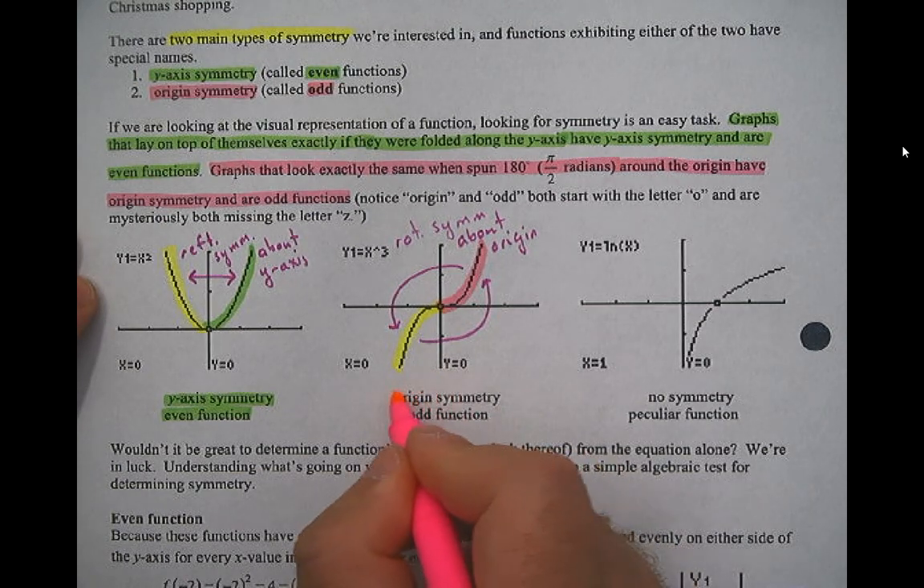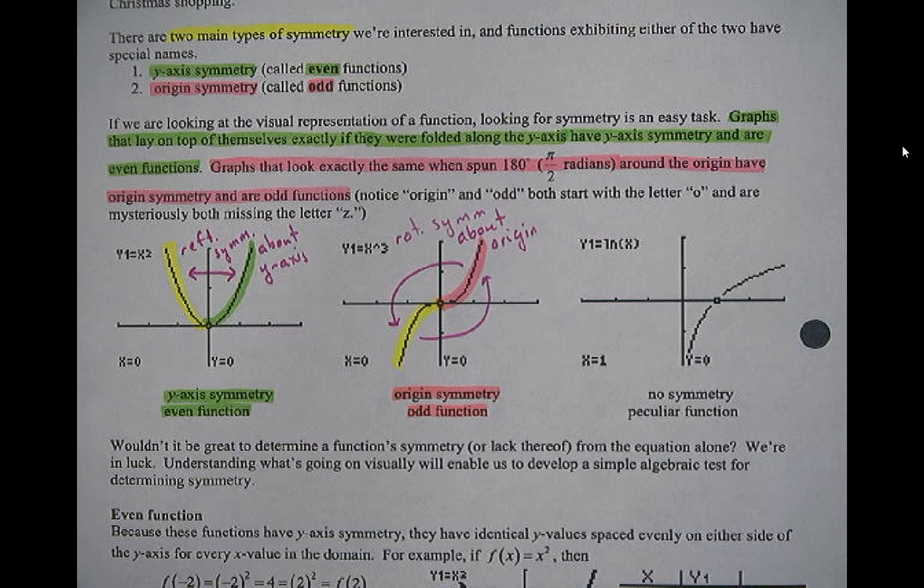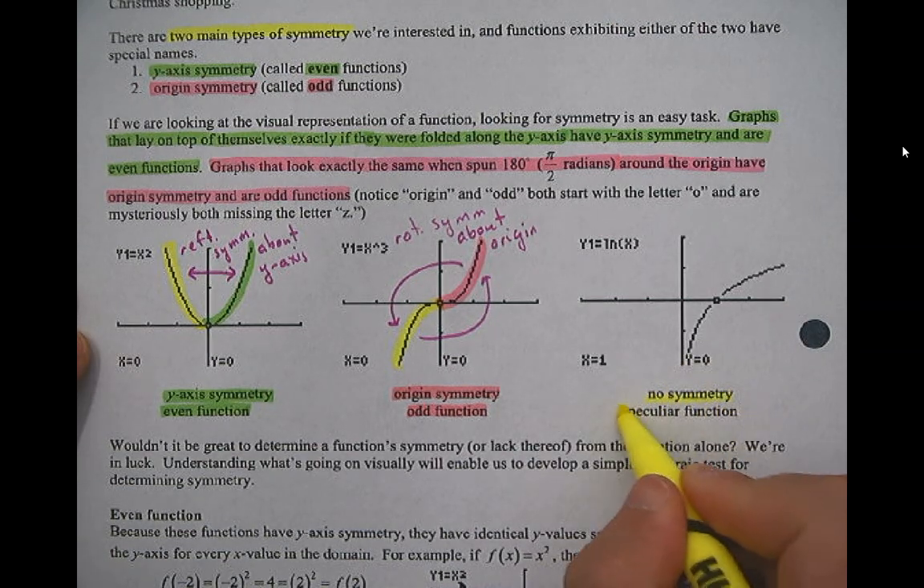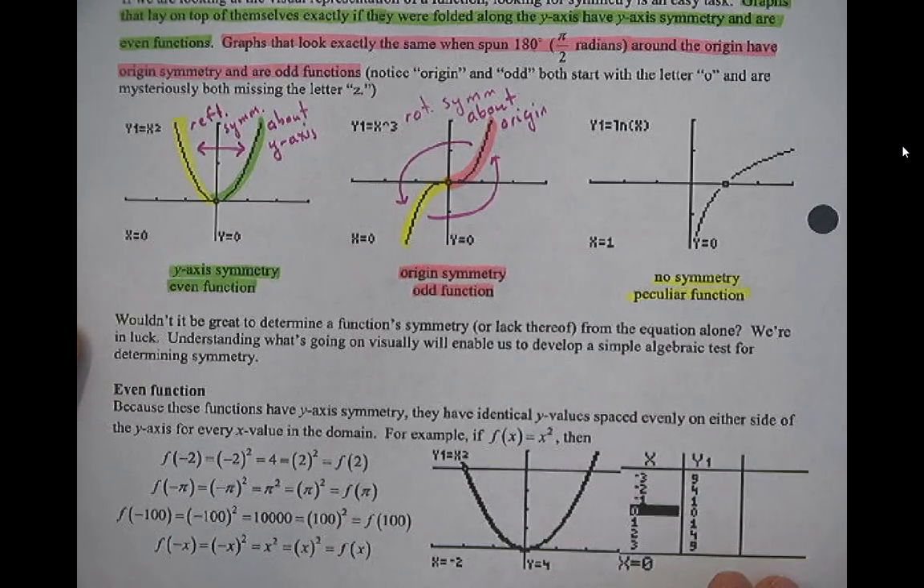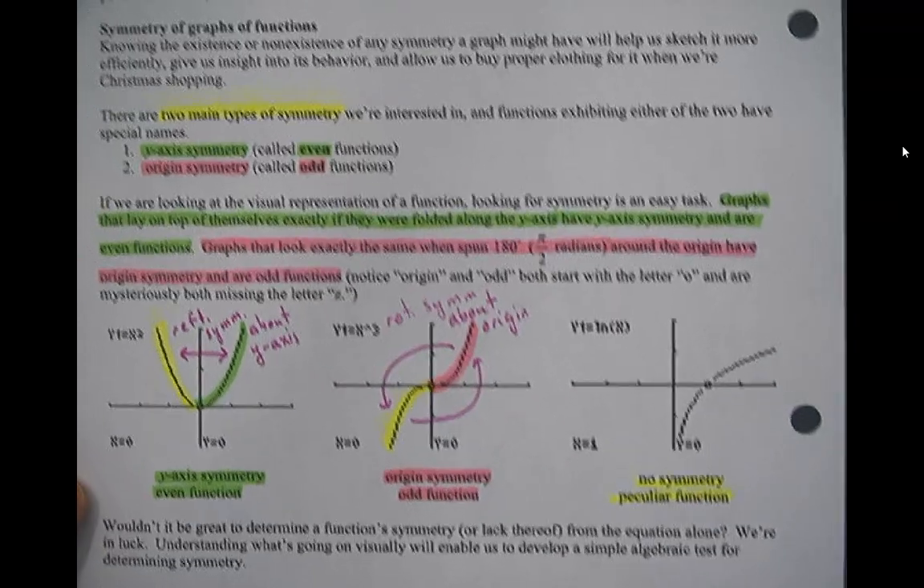Origin symmetry or rotational symmetry is an odd function. And then we have lots and lots of graphs that don't have any symmetry. So this is just some peculiar function. It's not even or odd. So there's the first way to test for oddness and evenness.